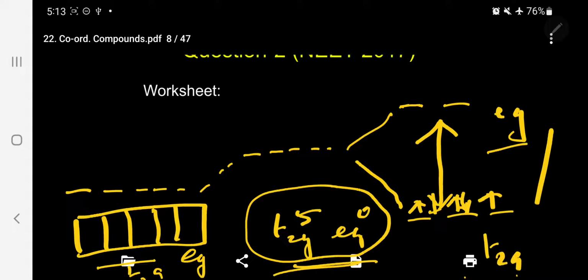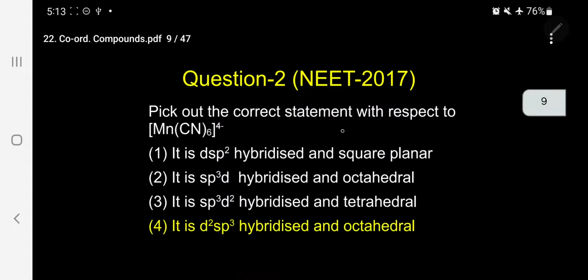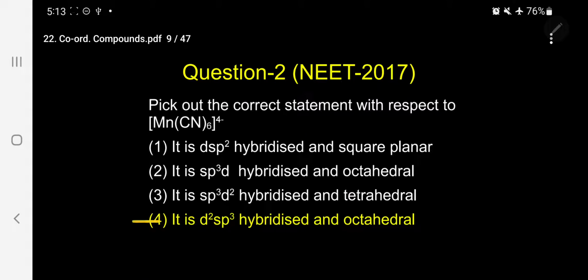You have to imagine. So now we go for the answer. The answer is 4. It is d2sp3 hybridized octahedral. The shape is octahedral. This is an inner orbital complex. Generally, an inner orbital complex is more stable than an outer orbital complex.